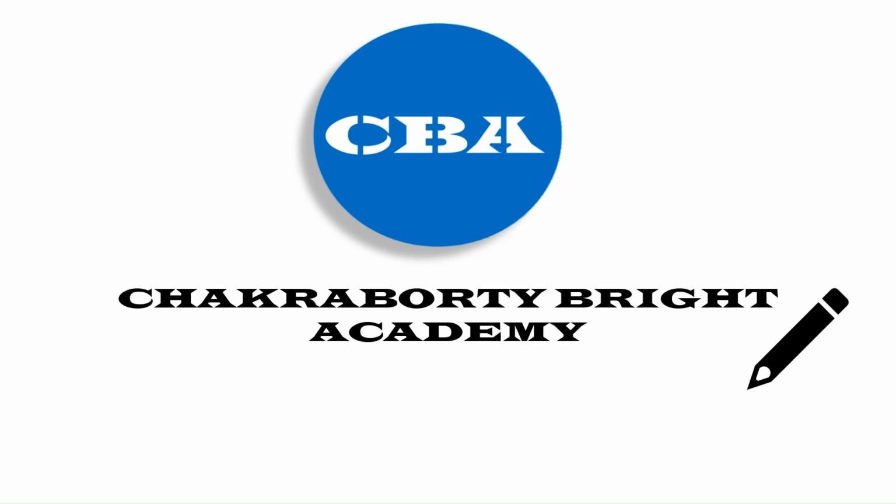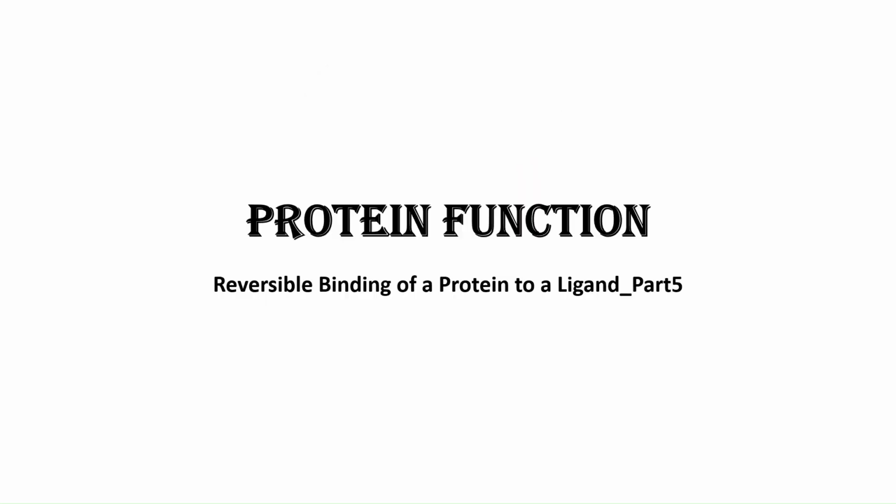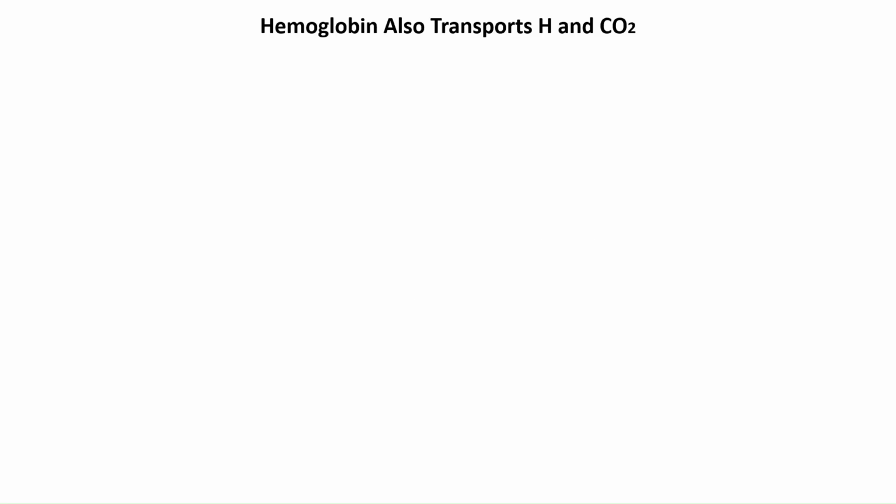Hello friends, today we are going to study about protein function, that is reversible binding of a protein to a ligand, part 5. Hemoglobin transports hydrogen and carbon dioxide also. Till now we are very much familiar with the function of the hemoglobin. What is the function of the hemoglobin? It carries oxygen from lungs to tissues. But apart from carrying oxygen, hemoglobin also carries H plus and CO2.